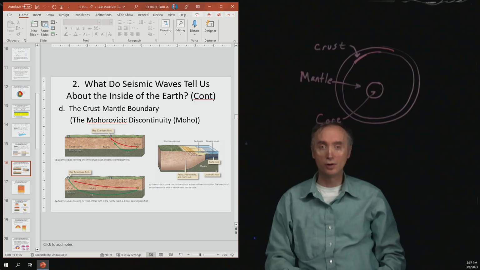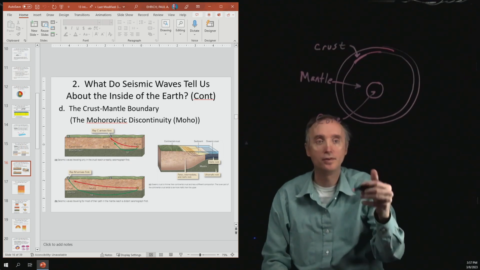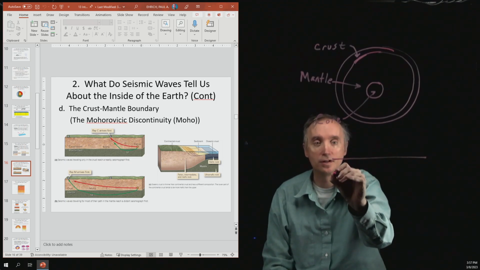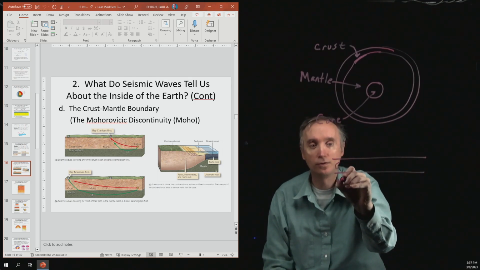Okay, the Moho is short for Mohorovicic discontinuity. And so from now on, I'm just going to refer to that as the Moho. This was named after the guy who discovered this boundary. Okay, now the idea is that here's the surface of the Earth. Here is going to be the boundary between the crust and the mantle.